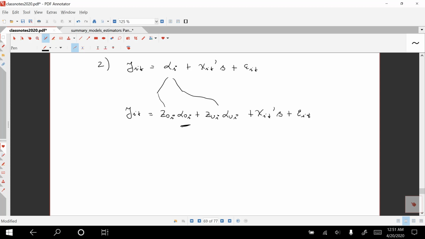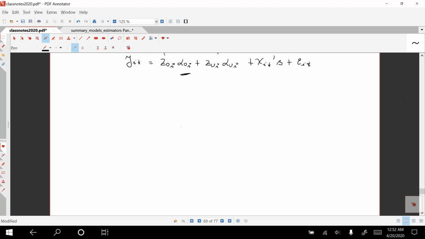I also mention this because during the lab, when we use a pooled effects model and a random effects model, we'll be estimating the coefficients related to some time-invariant variables. But for the fixed effects model, that definitely is not feasible.